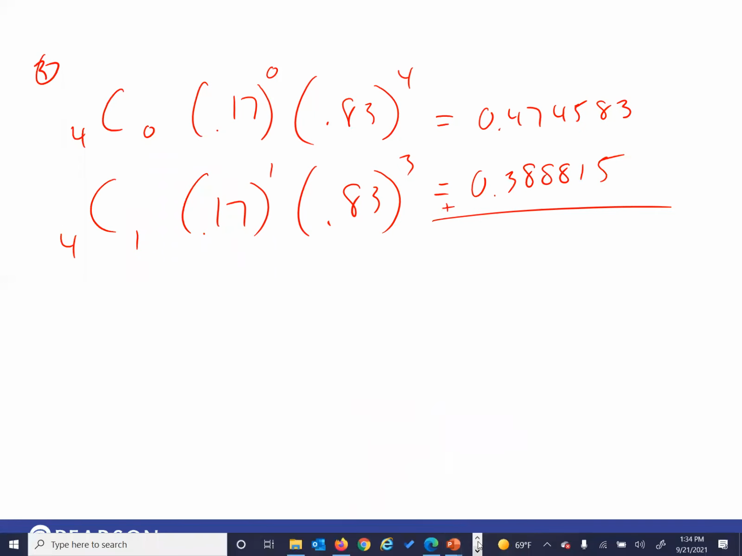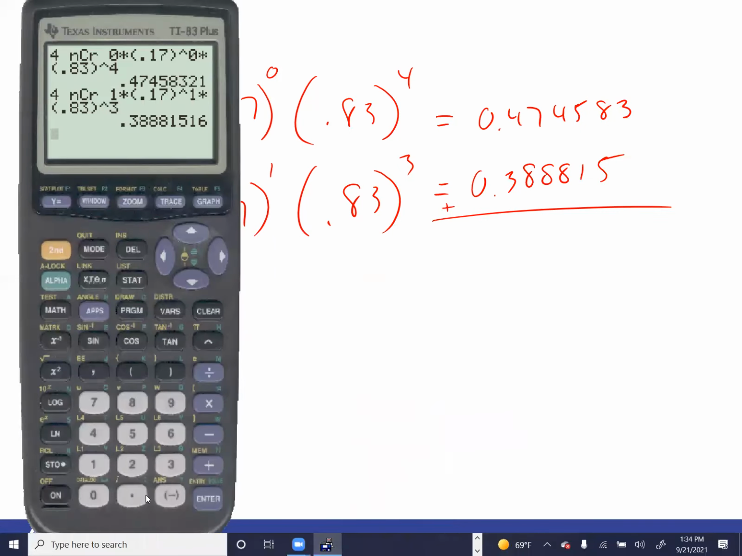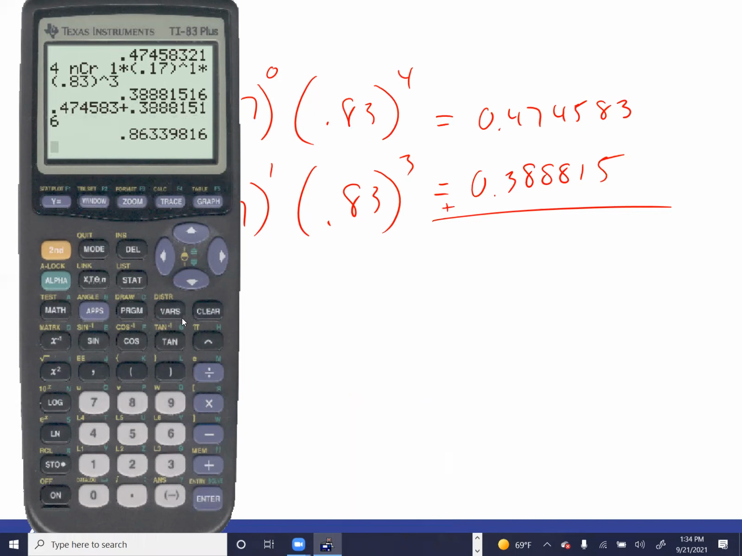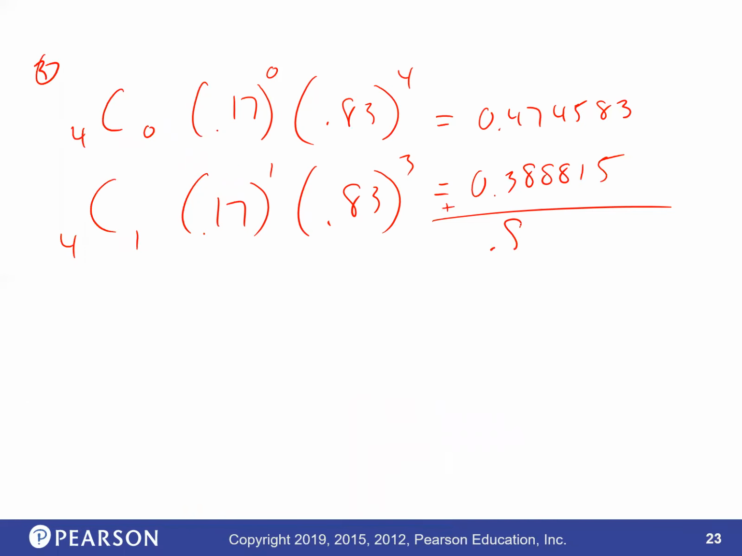And add those together, and we should be just fine. 0.474583 plus 0.388815. It doesn't matter if you go more decimal places. All right, we're just cutting off at 3, so 0.863. Okay, we're good there. I'm gonna draw a little line, which means something different.